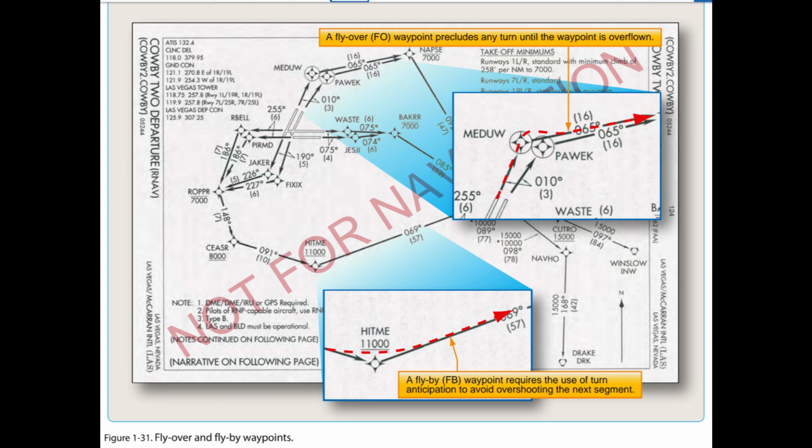This type of waypoint is used to denote a missed approach point, a missed approach holding point, or other specific points in space that must be flown over. Figure 1.31. Pilots should not change any database waypoint type from an FB to FO, or vice versa.